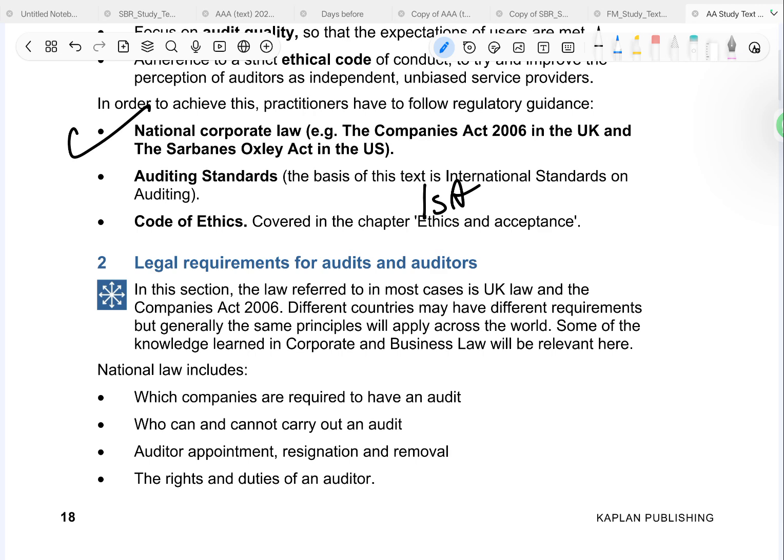Now, moving on to legal requirements for audits and auditors. Most examples in the syllabus are based on UK law, specifically the Companies Act 2006. But don't worry, the basic principles are similar across most countries. National law mainly determines three things. First, which companies must have an audit. Second, who is allowed or not allowed to perform an audit. And third, rules and regulations regarding audit opinion, resignation and removal, and the duties and rights of the auditor.